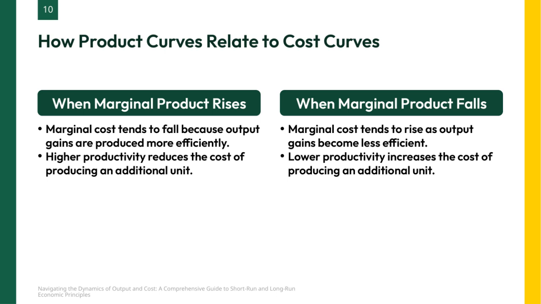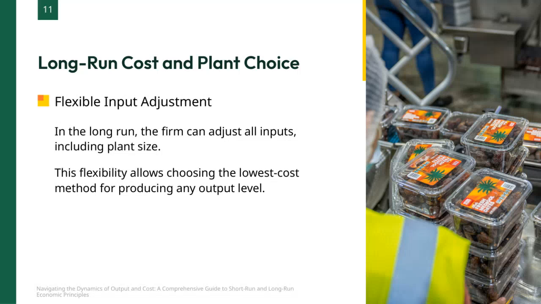Here we focus on the concept of long-run cost and how it relates to the firm's plant choice. Unlike the short run, in the long run, the firm has the flexibility to adjust all inputs, including the size of its plant. This means the company isn't limited by fixed factors and can change everything to find the most efficient way to produce.